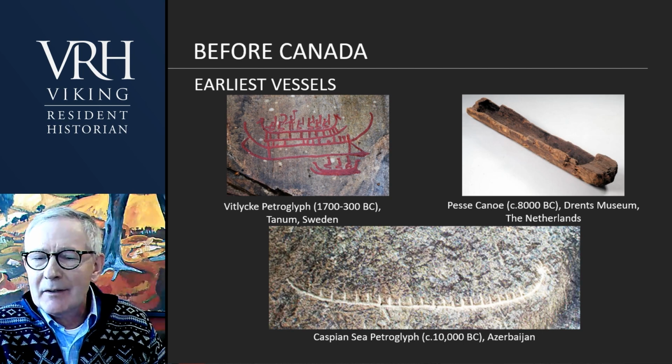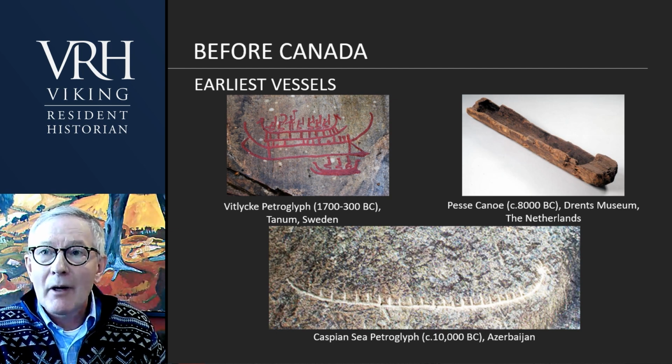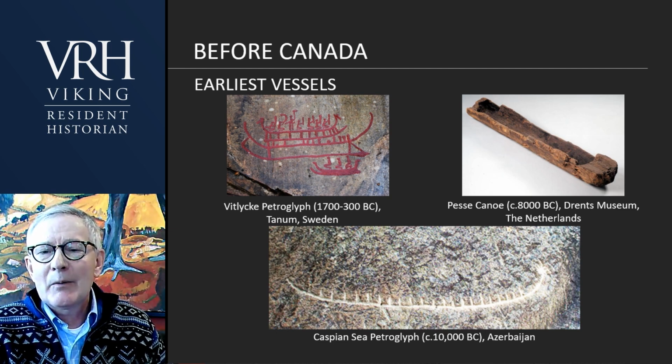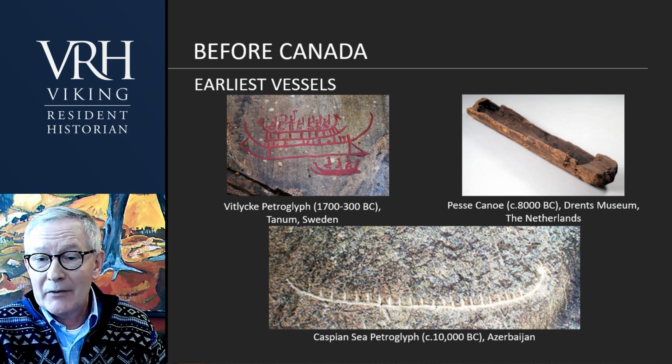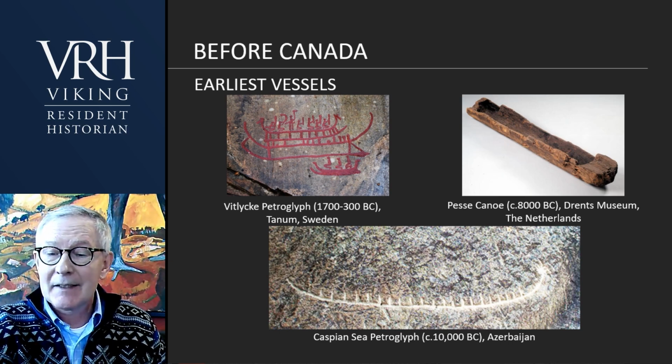And the earliest vessel that we know about is this pest canoe that you see here in the top right corner, really just a dug out trunk of a tree, but it's the only one that has been preserved, and it's all of 8,000 or more years old, found in the Netherlands.